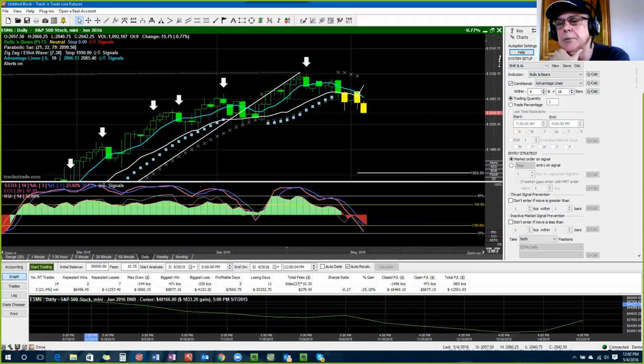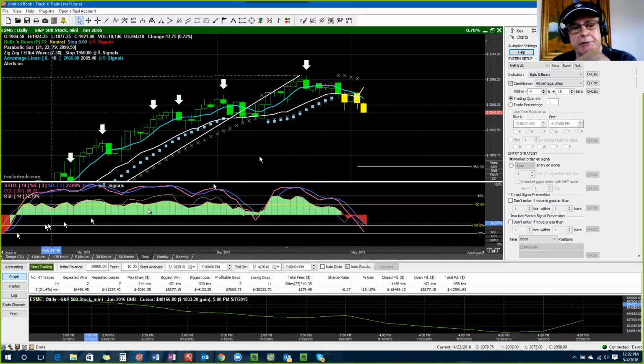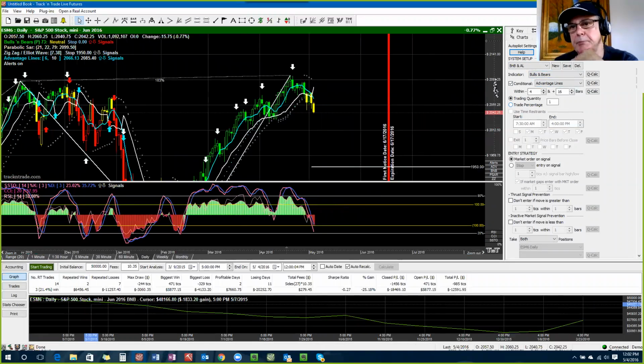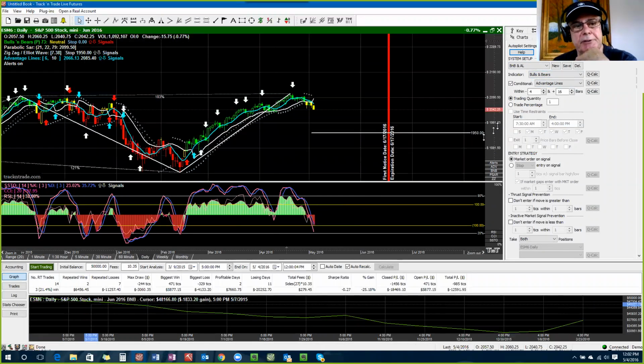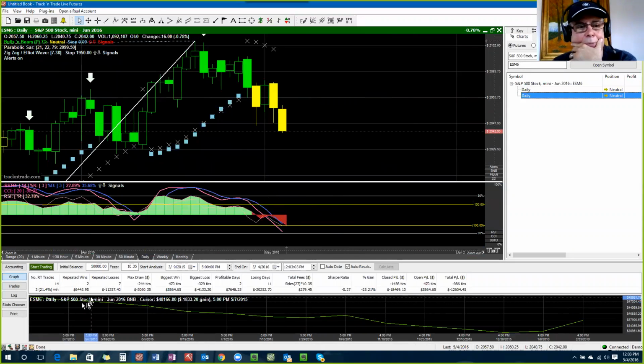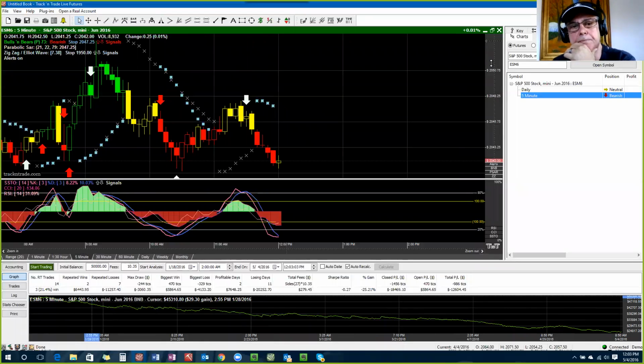Okay, so what this is doing is saying that the indicator is the Bulls and Bears indicator. So you're looking for that red Bulls and Bears buy or sell signal as an example here. Now I'm going to change time frame so it'll be a little bit faster, and we'll use a 5-minute chart just as an example here.